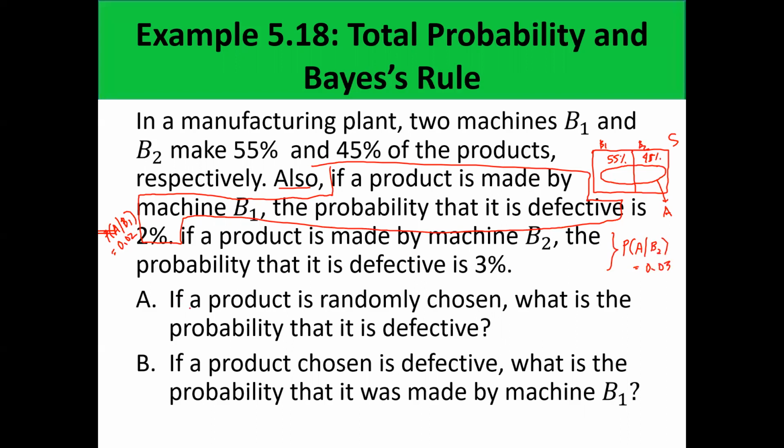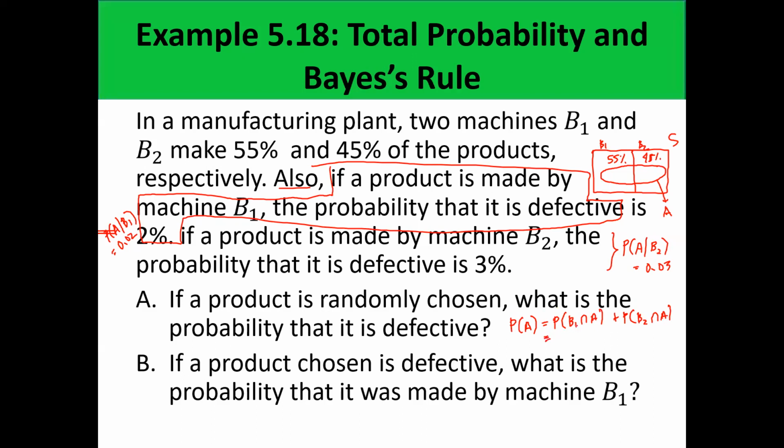So in our first question, we're looking for the probability that the product chosen is defective. So which means we're looking for the probability of A. But this probability, of course, is not given in the problem, so we shall use the total probability rule. So using the total probability rule, this is equal to the probability of B1 intersection A plus the probability of B2 intersection A. But we don't have any information about these quantities, so we shall use the multiplicative rule.